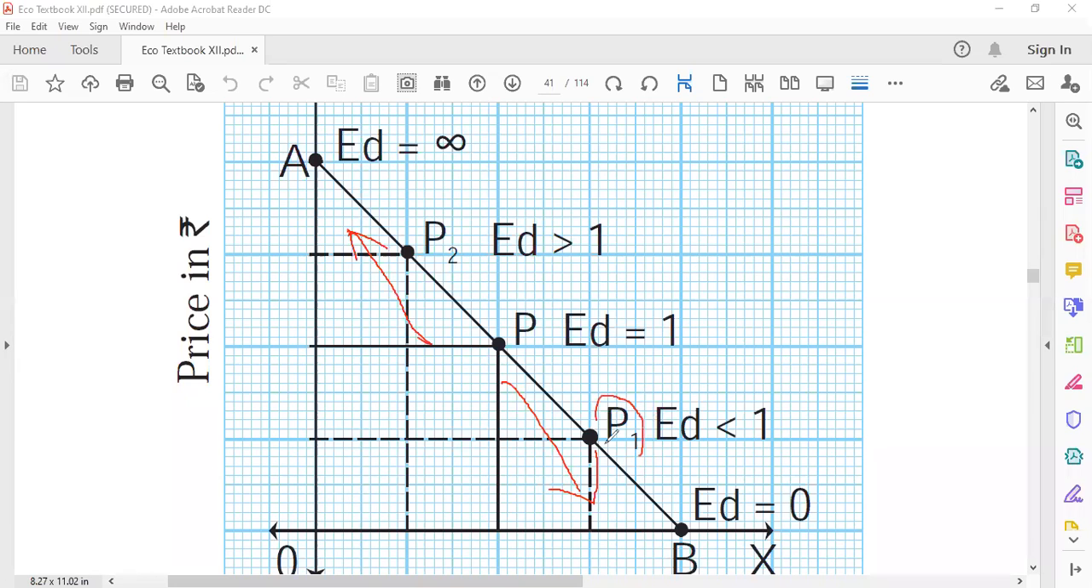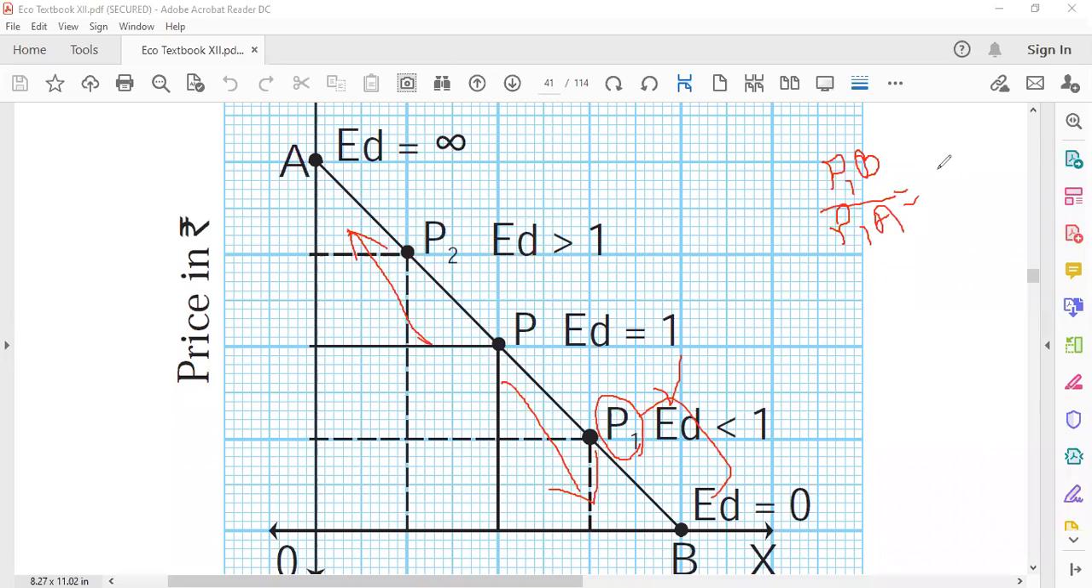Let us say that point P1 on the demand curve. At point P1, we will get the lower segment equal to P1B and upper segment over here is equal to P1A. Upper segment कितना आ गया? P1A. Now here we can see that P1B is lesser than P1A.